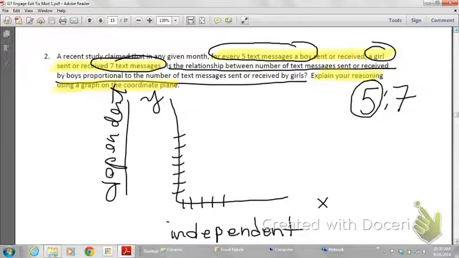Now the way it's written, the y is dependent on the x, or the girl's texts sent and received is dependent on the boy's texts sent and received. Yeah, and of course in real life that's not true. Like we said in class, it's not like the boys send 5 text messages and all of a sudden the girl's got to send 7. It just doesn't work that way. But the way it is written, it's more or less written as an independent. So we could just mark that point, plot that point, and then it would have been good again if they had gone ahead 1, 2.